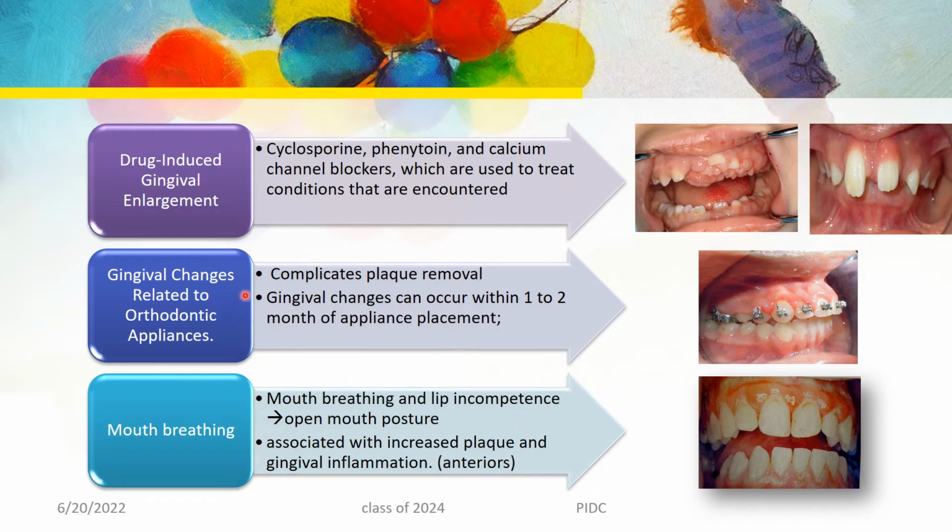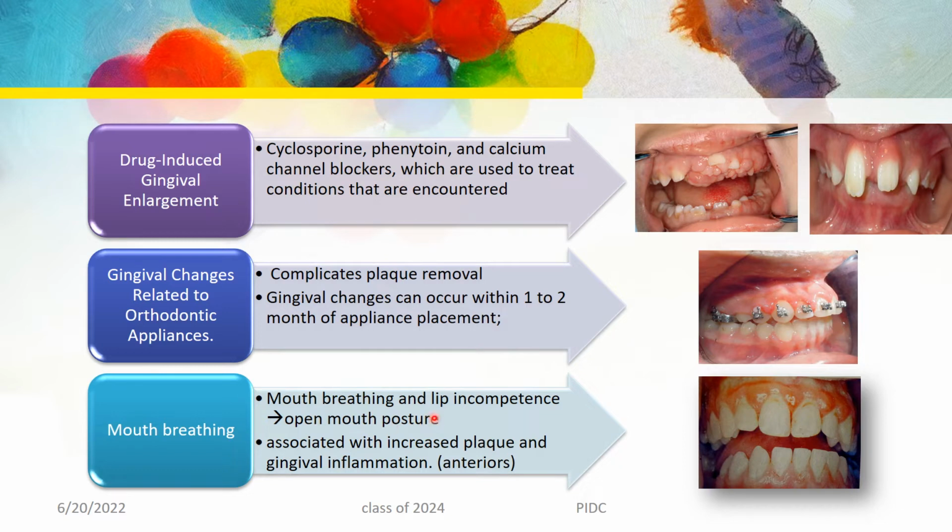And next, coming on to gingival changes related to orthodontic appliances. This complicates plaque removal. We ourselves as adults, if we have brackets or braces present, find it difficult to clean those areas. So just imagine children, and therefore be a little cautious when you are applying the brackets and bands to children. Gingival changes can occur within 1 to 2 months of appliance placement, and therefore it is important to educate the parents. Next, coming on to mouth breathing.